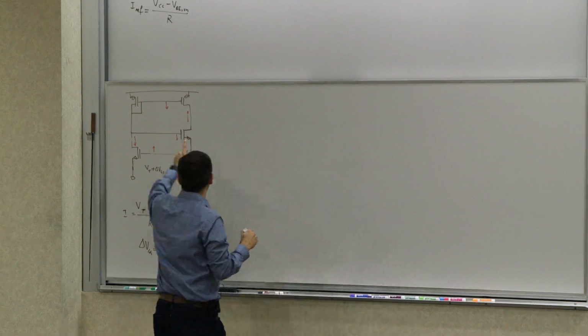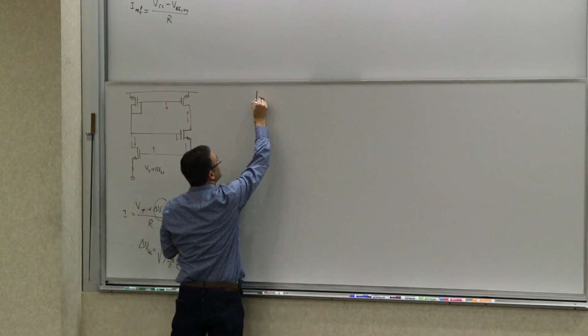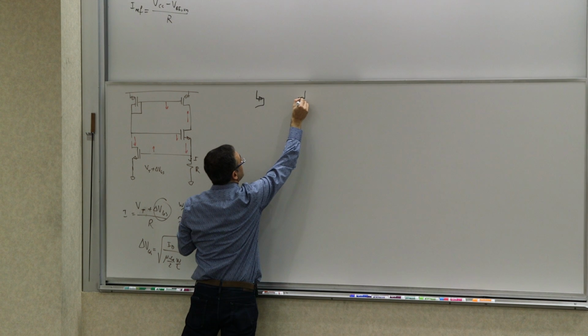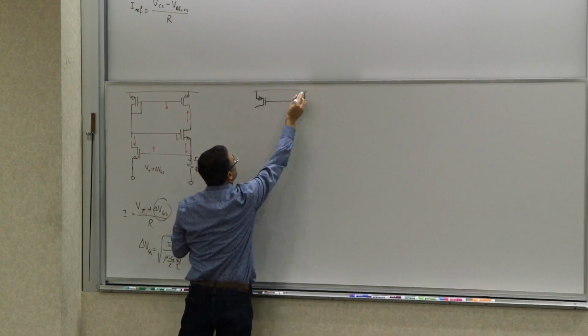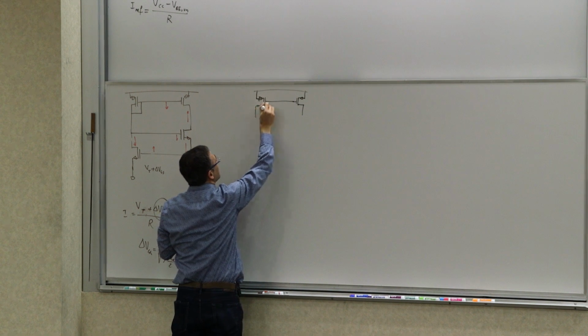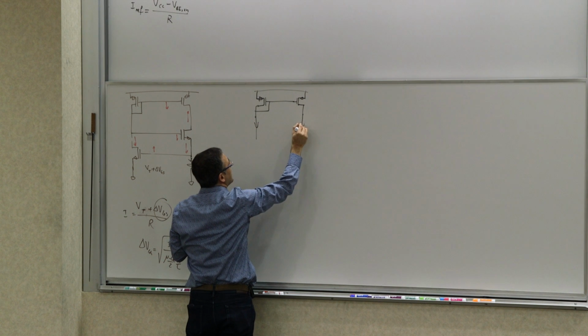Equality of the current is forced by the current mirror, right? So you can always have a current mirror. And if you want to make it a better current mirror, you can make it cascode or something like that. But again, this is a current mirror. So basically this current mirror, if it's working properly, forces these two currents to be equal.